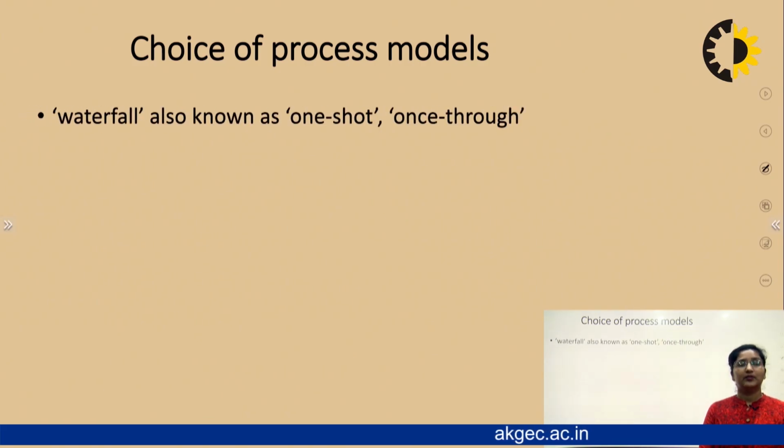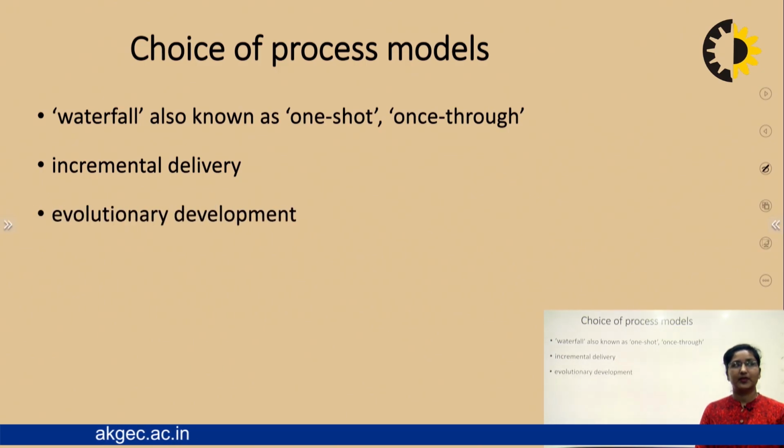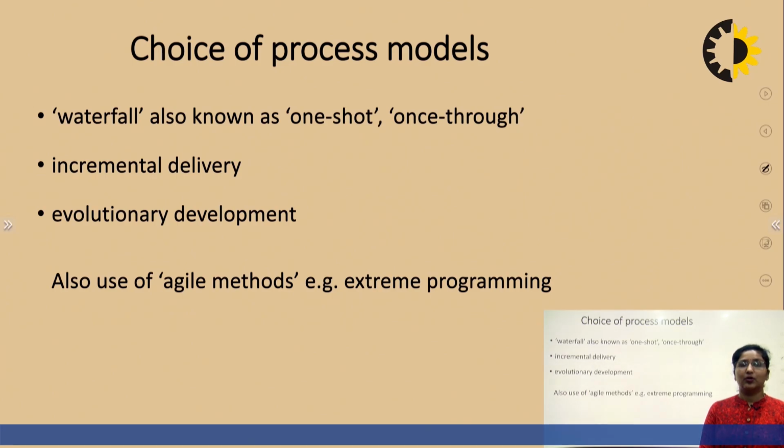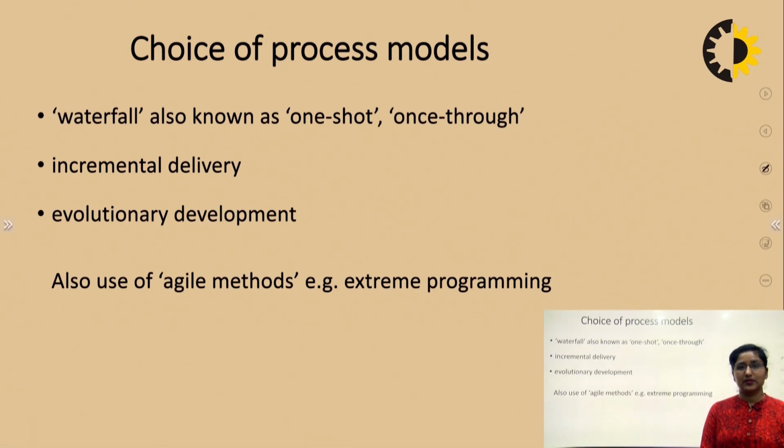Now, the first model is the waterfall. It is also known as one shot or once through. Second one is incremental delivery. Third one is evolutionary development. And along with this, we have agile methods also, which include extreme programming. So, these are a few process models that can be used.